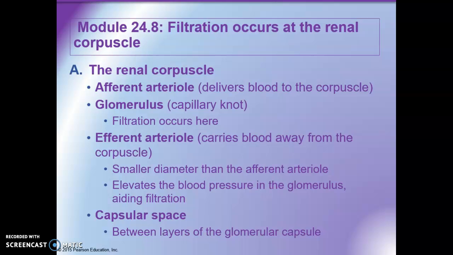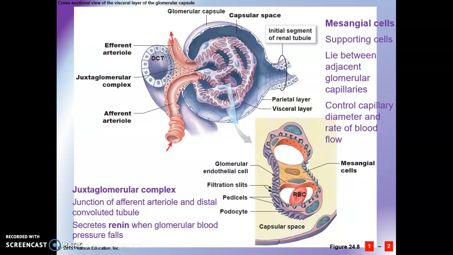Filtration occurs at the renal corpuscle. The renal corpuscle holds the glomerulus. The incoming afferent arteriole delivers blood to the corpuscle. The glomerulus is a capillary knot. Filtration occurs here. And the efferent arteriole carries blood away from the corpuscle. This is smaller in diameter than the afferent arteriole and elevates the blood pressure in the glomerulus, aiding filtration. The capsular space is between the layers of the glomerular capsule.